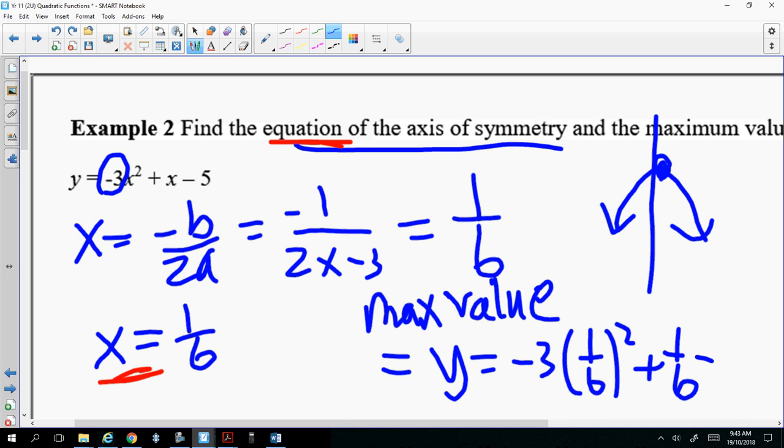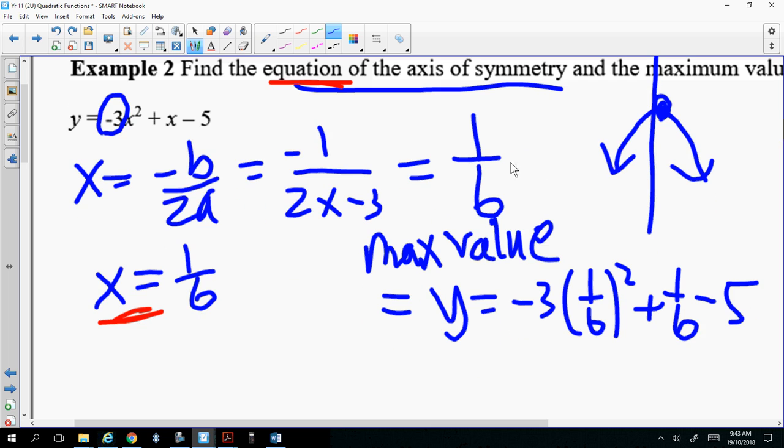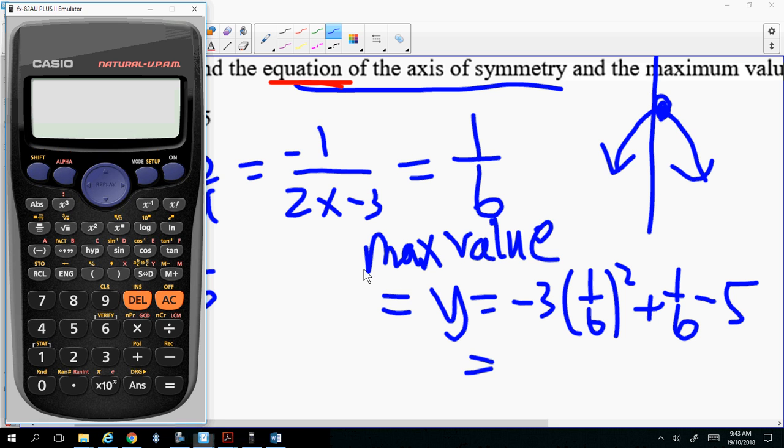Or alternatively, if the graph is concave up, then it has a minimum value, which occurs at the vertex as well. If you use your calculator, you press negative 3 times 1 over 6, and you square it. Make sure you put a bracket and square like this. Takes a while to type.